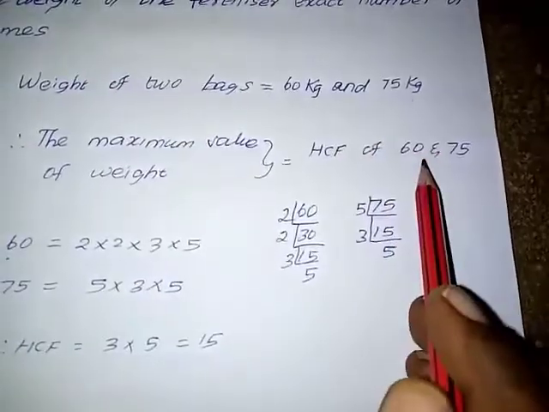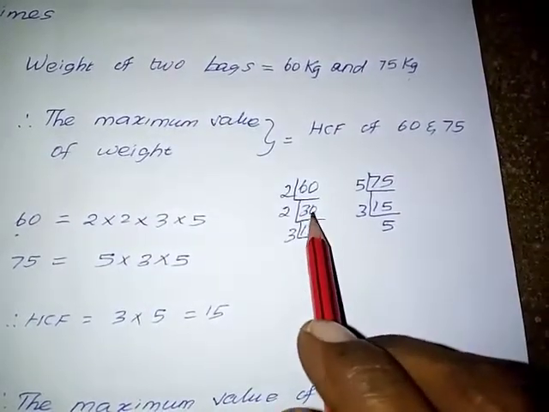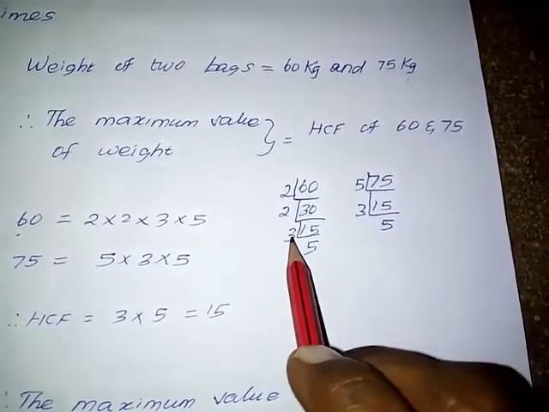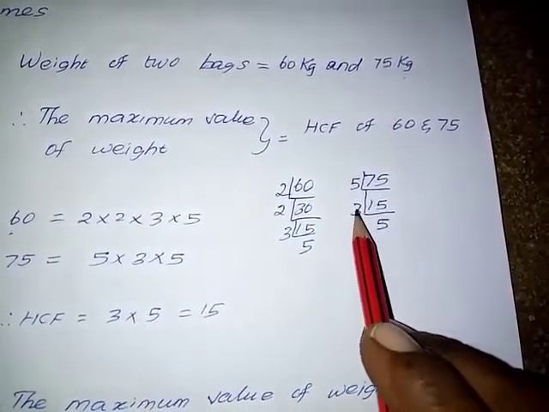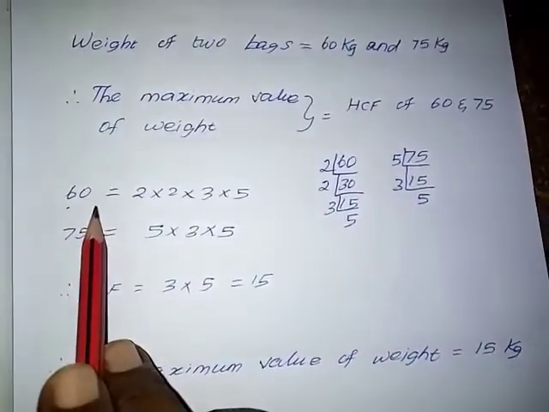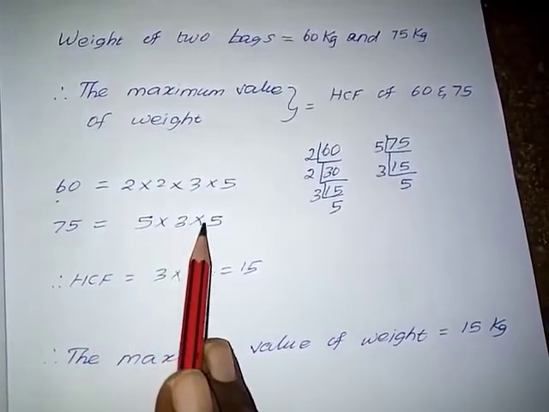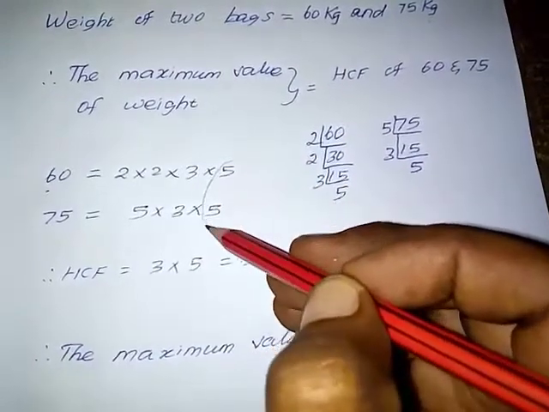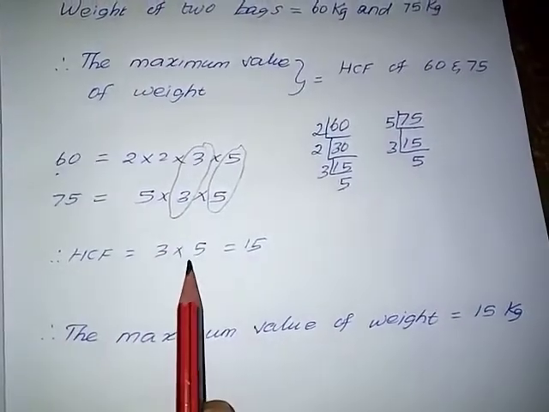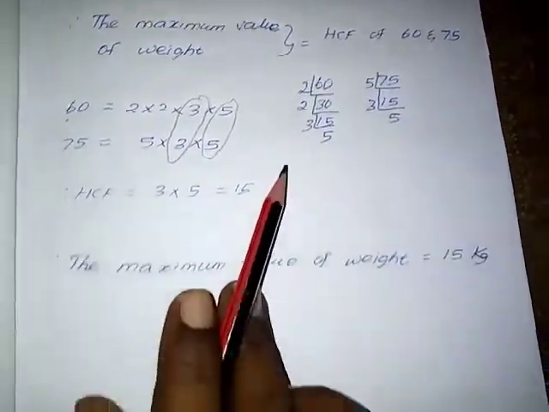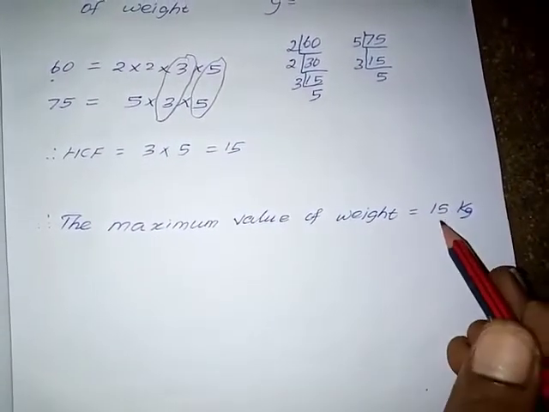Now do the L division of 60 and 75 separately. 60, 2 table, 30 times, and 30, 2 table, 15 times, and 15, 3 table, 5 times. Then 75, 5 table is 15 times, then 15, 3 table, 5 times. So 60 equals 2 into 2 into 3 into 5. 75 equals 5 into 3 into 5. So here the common are 5 and 3. So HCF equals 3 into 5. So 3 5s are 15. Therefore the maximum value of the weight equals 15 kg.